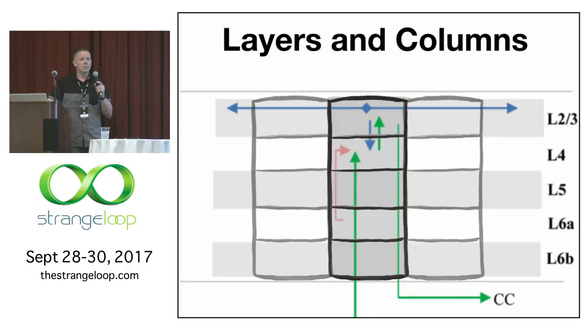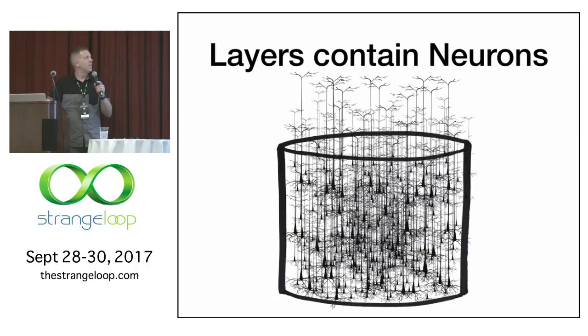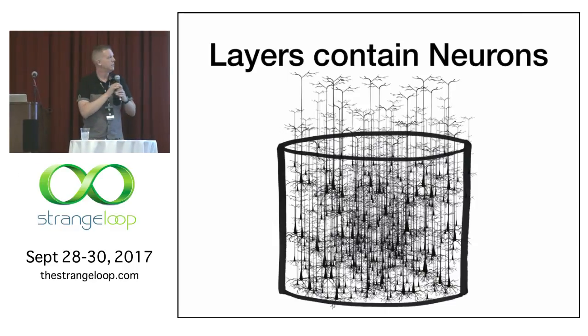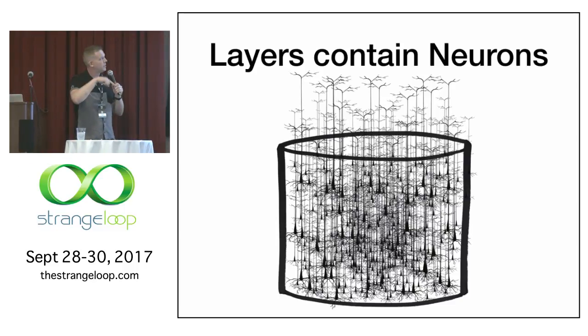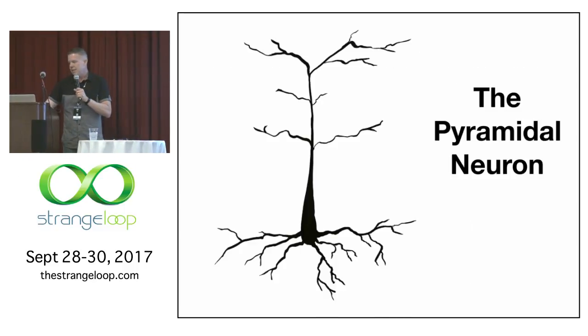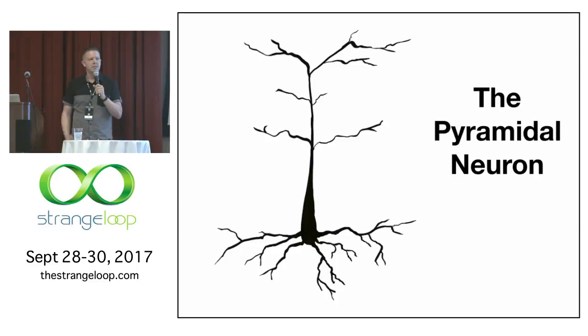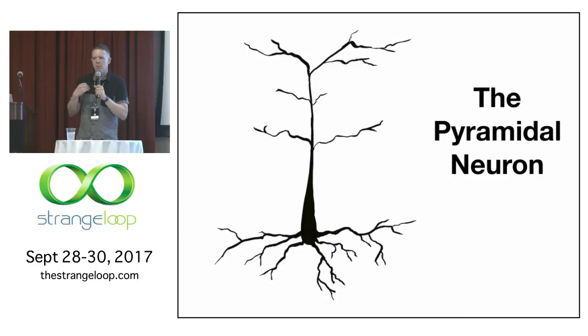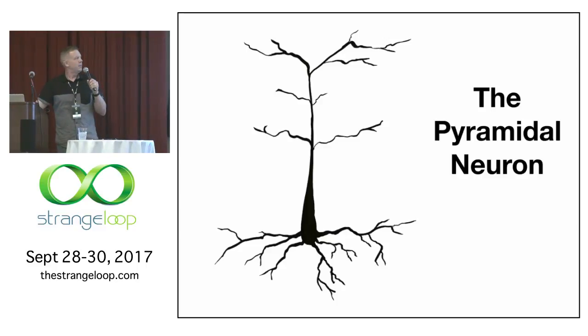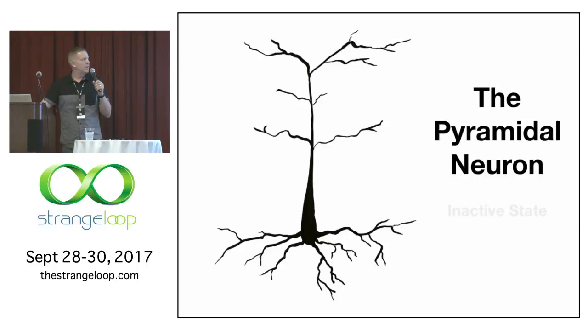Columns contain layers, and layers contain neurons. This is just a drawing of a layer I did. These layers are roughly cylindrical. This is all sort of abstract, but it's definitely true that layers contain neurons and columns contain layers. And the pyramidal neuron is an amazing computation engine. It is really the atomic computing unit in our model. And even in an ANN system today, it's the primary compute model. But there's something that we need in this model that we don't have today.